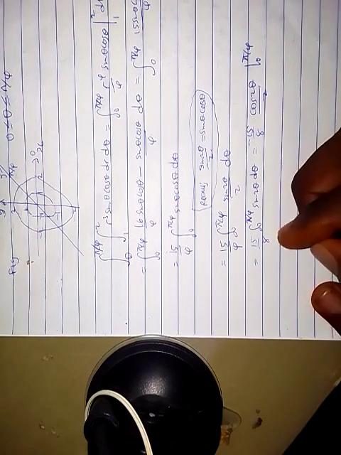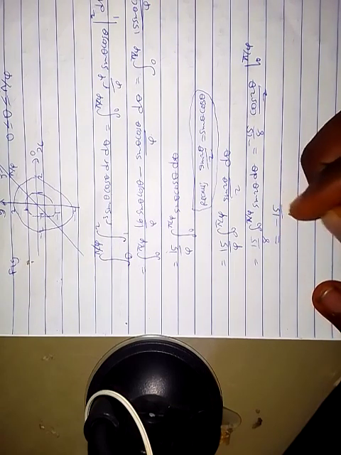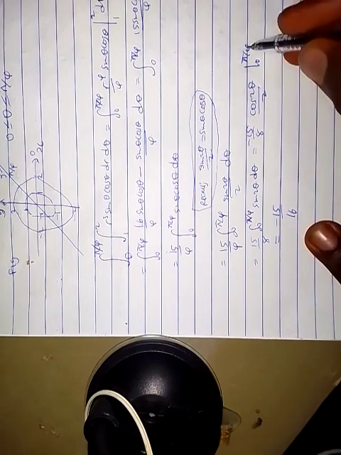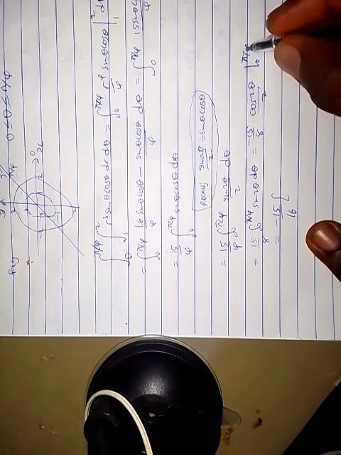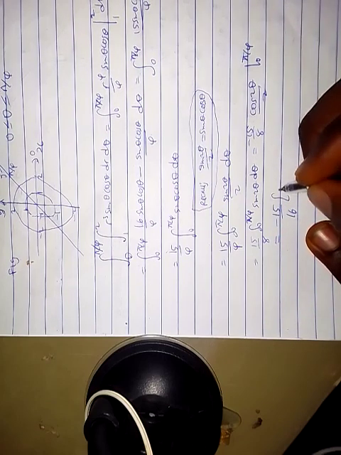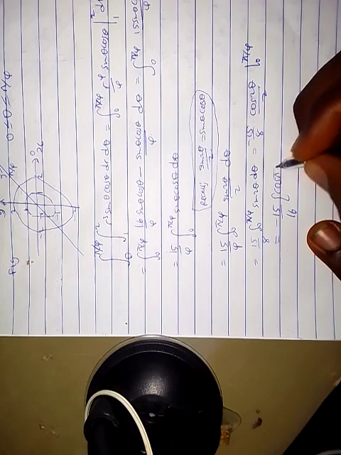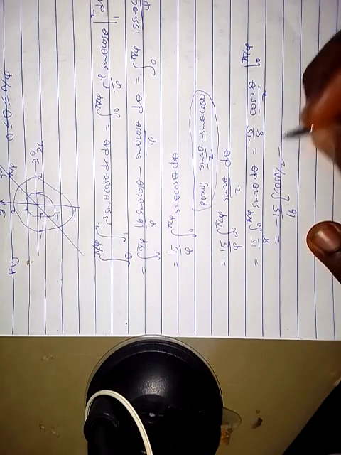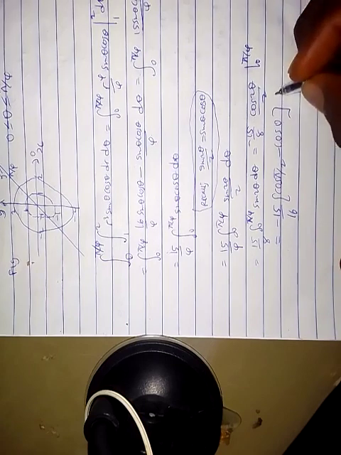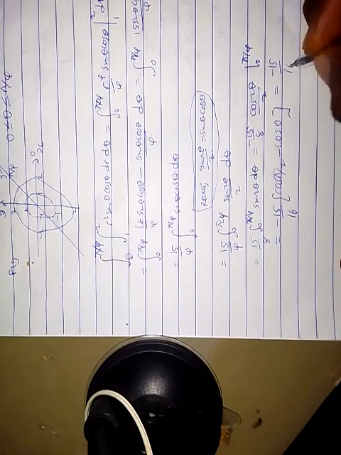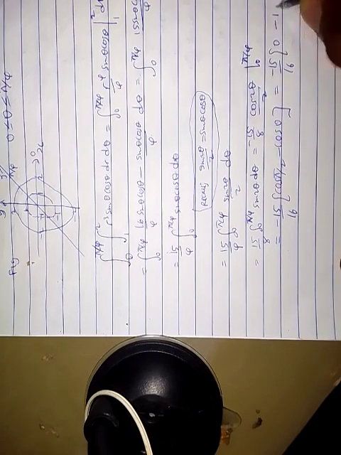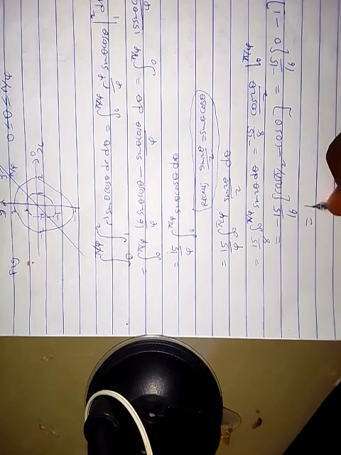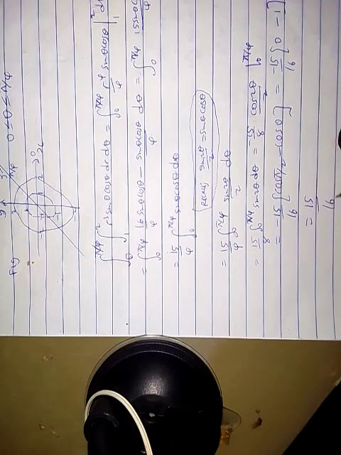Which is the same thing as minus 15 over 16 cos 2 theta. When we plug in pi over 4, we have cos pi over 2. When we plug in 0, we have cos 0. So we have minus 15 over 16 times 0 minus 1. So we have 15 over 16, which is our final answer.